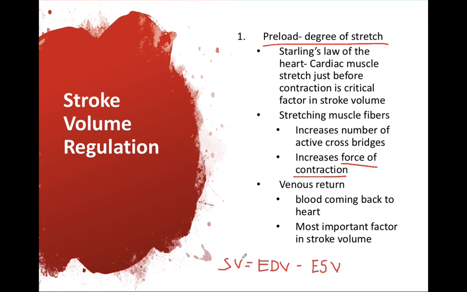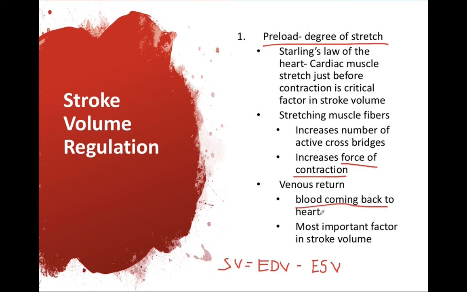Now, the end diastolic volume is determined by two major factors. The first being the duration of ventricular diastole, and the second being the venous return. The longer the duration of the diastole of the ventricles, the more blood that's going to be allowed to move from the atria to the ventricles. The venous return is the amount of blood that is entering back into the right or the left ventricle, depending on which side of the heart you are using.